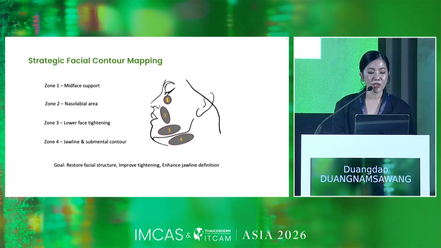This is my strategy for facial contouring mapping. I divided it into 4 zones. The first one is the mid-face support. The second one treats the nasolabial area. The third is the lower face tightening, including jowling. And zone C is submentum contouring and jawline. So the goal is to restore the facial structure, improve the tightening, and enhance the jawline definition.